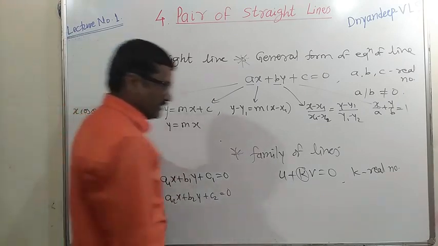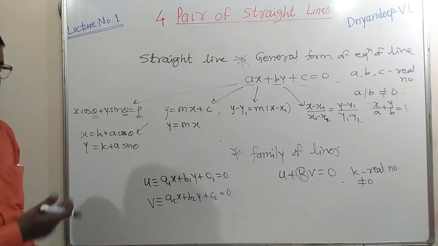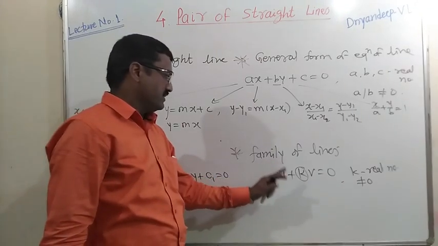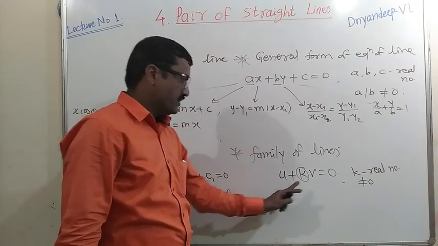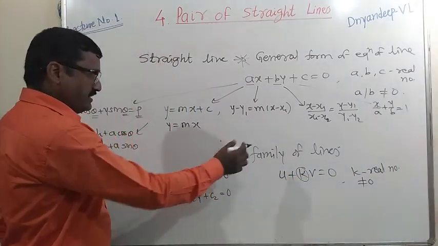Obviously k is a non-zero real number, not equal to 0. If k is equal to 0, then obviously it remains only u equal to 0, which means this family of lines gets converted into a single line u equal to 0. So k is not equal to 0, it may be positive or negative. So that is the family of lines.